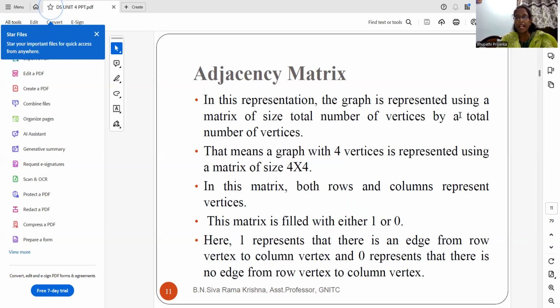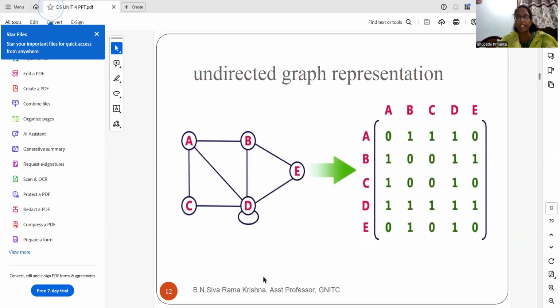In this representation, the graph is represented by using a matrix of size total number of vertices by total number of vertices. That means if we have 4 vertices, then the graph is represented by using a matrix of size 4 by 4. In this matrix, both rows and columns represent vertices. This matrix is filled with either 1 or 0. Here 1 represents that there is an edge from row vertex to column vertex, and 0 represents that there is no edge from row vertex to column vertex. I'll take one example and explain it.